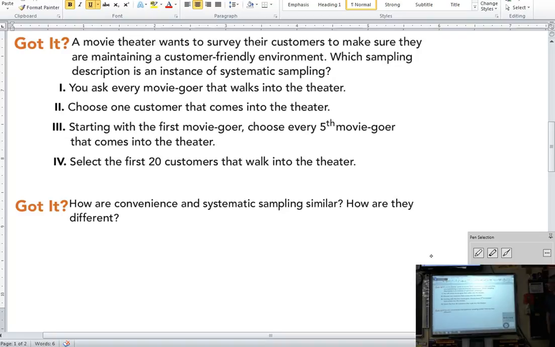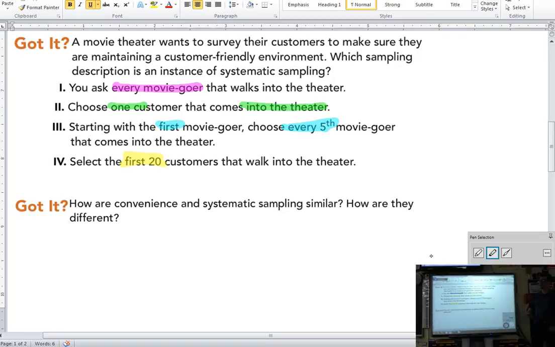Subway freezes them. So, a movie theater wants to survey their customers, to make sure they're maintaining a customer-friendly environment. Which sampling description is systematic? So look for what the system is. They're choosing every moviegoer, or they're choosing one customer that came into the theater, or we start with the first and choose every fifth, or we select the first 20.